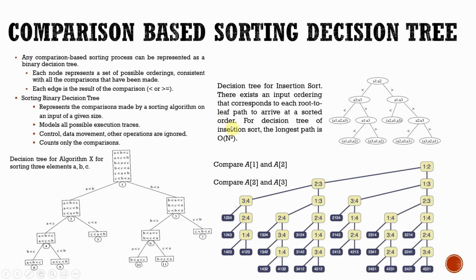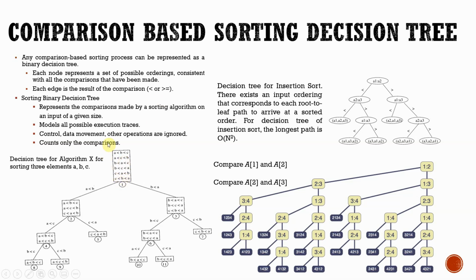So for comparison-based algorithms, any of them can be represented as a binary decision tree. So what is a binary decision tree? As you can see, it's a binary tree. In a sorting binary decision tree, each node represents a set of possible orderings consistent with all the comparisons that have been made, and each edge is the result of a comparison, either less than or equal, or greater than or equal.